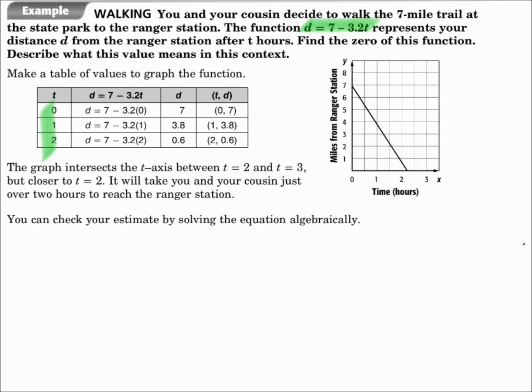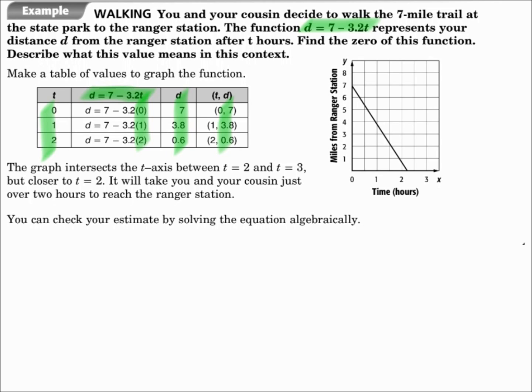The next column is the function d equals 7 minus 3.2t. And they substitute in the values for t, solve for d, and that gives you the set of points to plot.